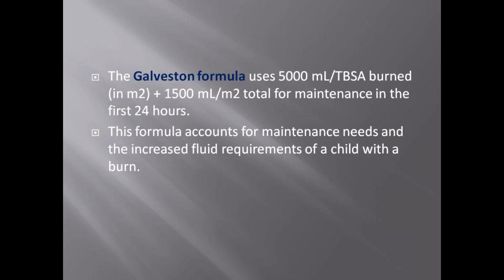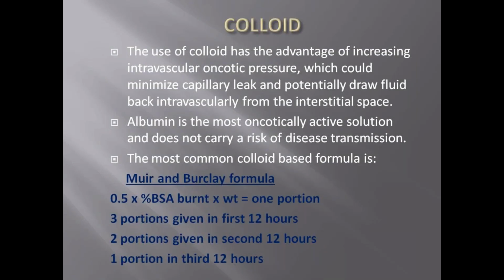Coming to colloids. The use of colloid has the advantage of increasing intravascular oncotic pressure. We have seen previously that the intravascular oncotic pressure will be decreased. So colloids increase the intravascular oncotic pressure, which could minimize the capillary leak and potentially draw fluid back intravascularly from the interstitial space. Albumin is the most oncotically active solution and does not carry a risk of disease transmission. The most common colloid-based formula is the Muir and Barclay formula.